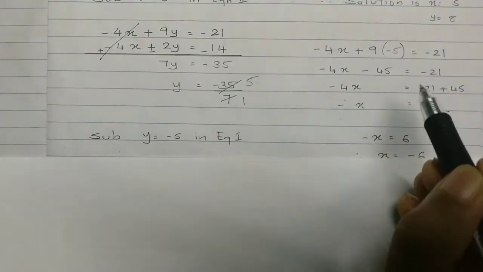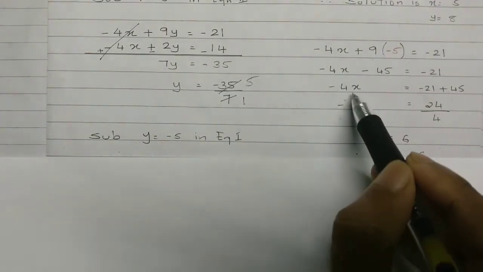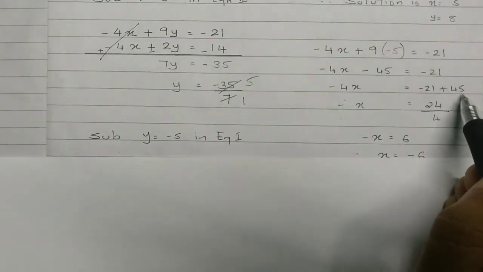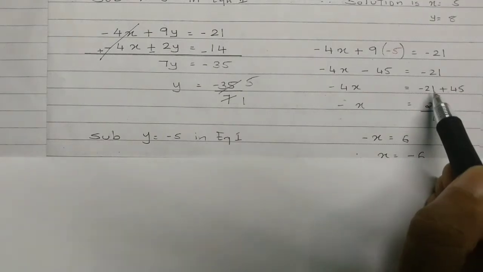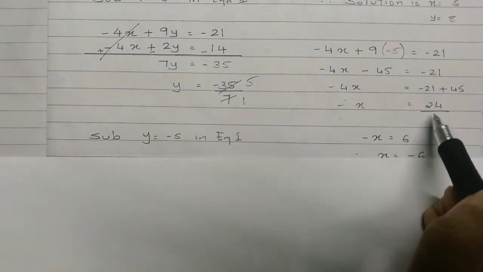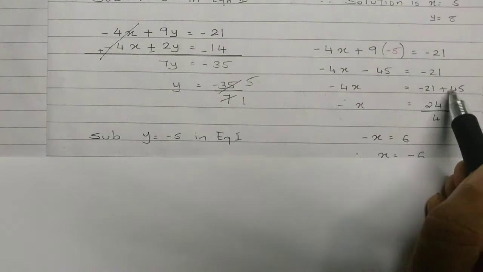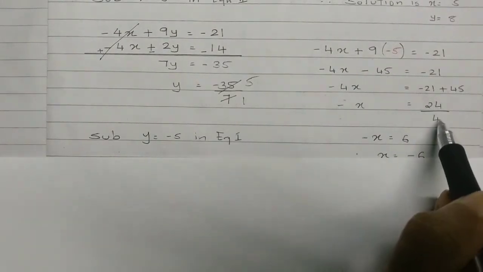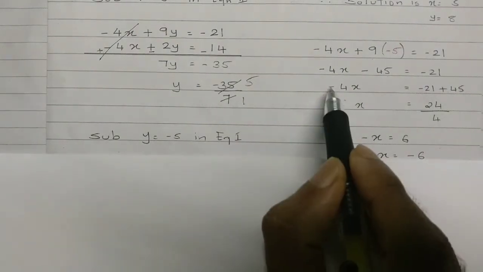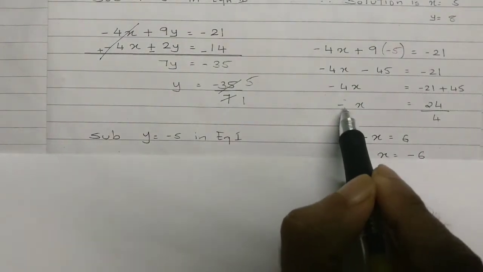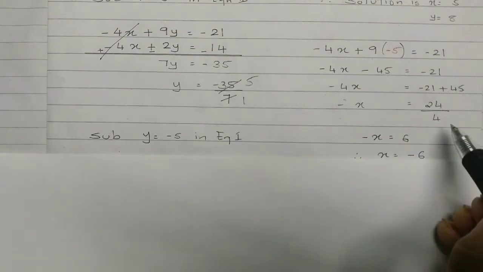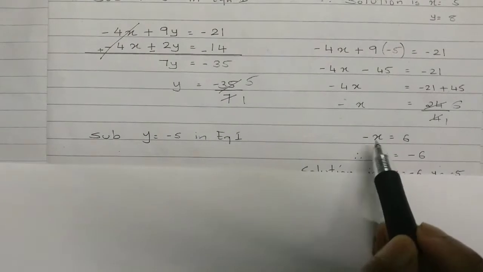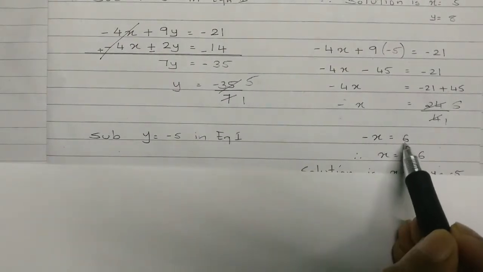minus 21. Like terms together, minus 4x remains here, minus 45 goes on the other side, becomes plus 45, and adding and subtracting this, we will get 24, sign of the greater number. This 4 which is on this side goes on the other side, gets divided. This minus is kept as it is, so I'll have minus 1x. Okay, so 4 ones are 4, 4 sixes are 24. So what I will get is minus x is equal to 6.